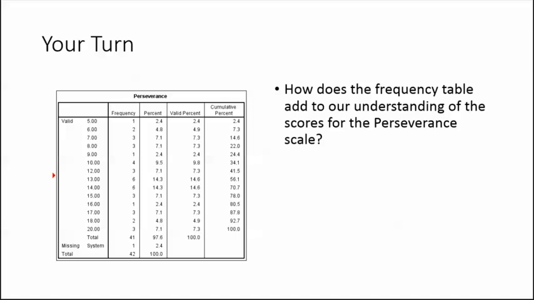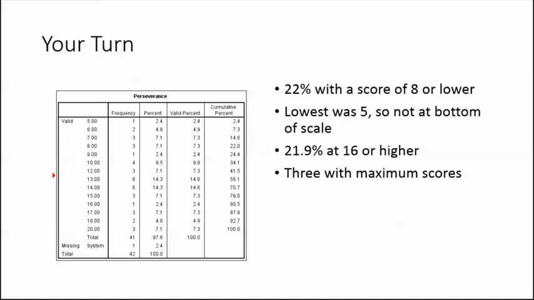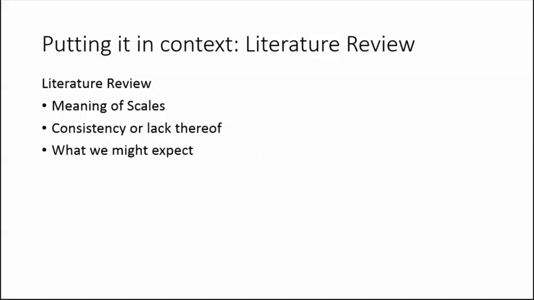Now, again, your turn. Pause this presentation to answer the question in this slide. The score for perseverance shows a slightly different pattern, with 22% scoring 8 or lower, and almost 22% scoring 16 or higher, including 3 who said all items on the scale represented their behavior. That information is more meaningful than just saying the mean was 10.92 and the standard deviation was 3.85.